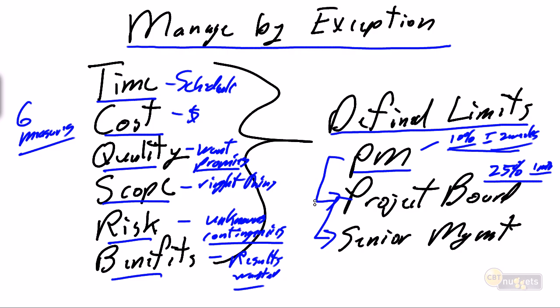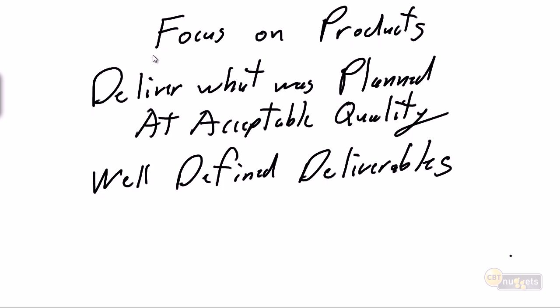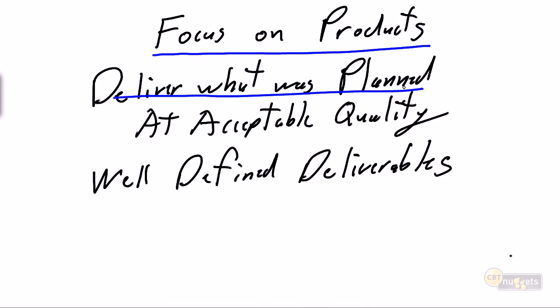We define the limits and we manage our project within the limits, and we instantly escalate as soon as any variance on time, cost, quality, scope, risks, or benefits exceeds the limits for our level of power and authority. Our second last principle is focus on products. Basically, deliver what was planned and deliver only what was planned.